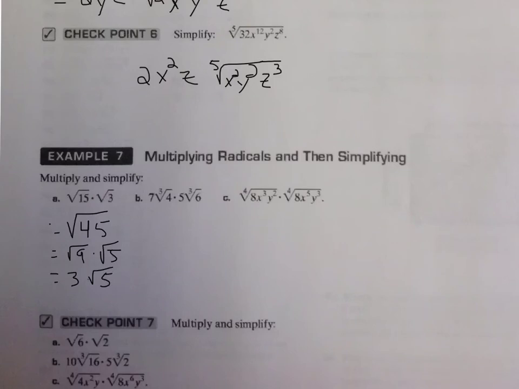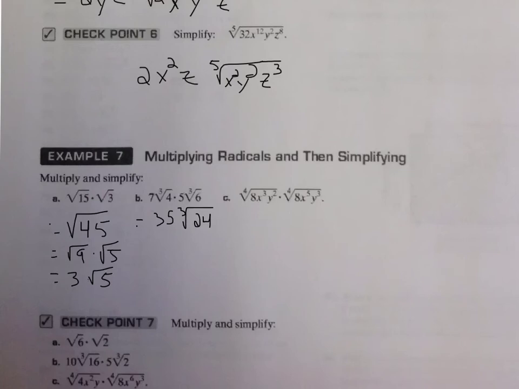For B, you've got these numbers in front, 7 and 5. You can multiply those numbers in front, and they will just be regular numbers, no root over them. 7 times 5, we know, is 35. And then we get the cube root, and we can multiply the 6 times the 4. So that's 24. 35 times the cube root of 24.